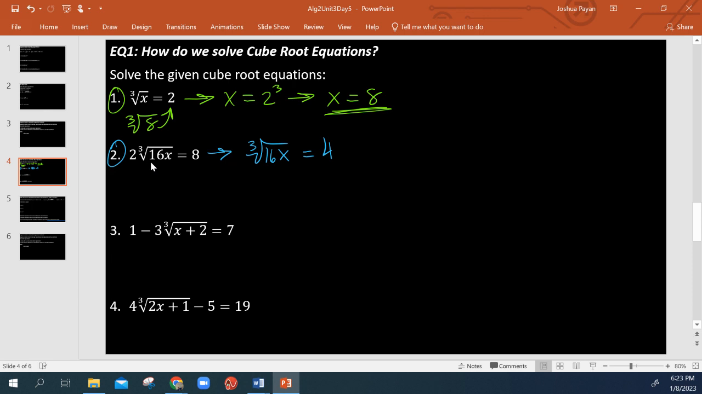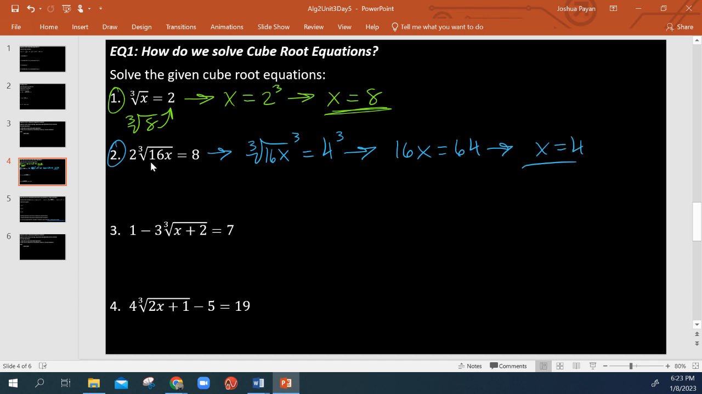Then we cube both sides, right? So that's going to become 16x equals 64. And that's because if we raise 4 to the third power, that of course is going to give me 64. Then we just divide by 16, and thus x is 4.